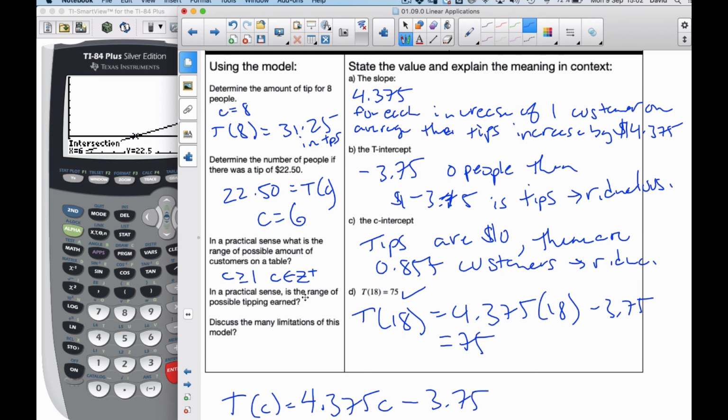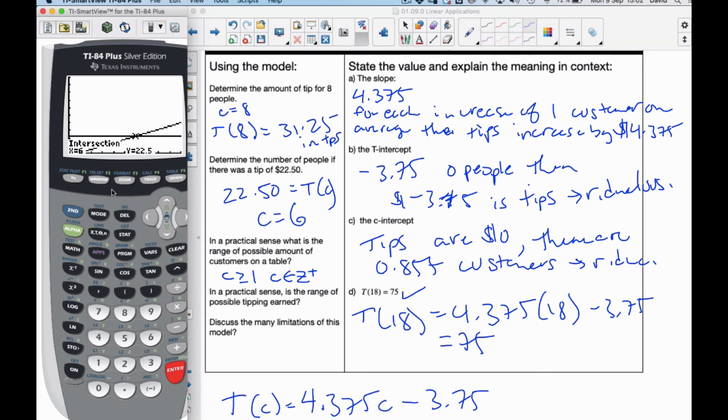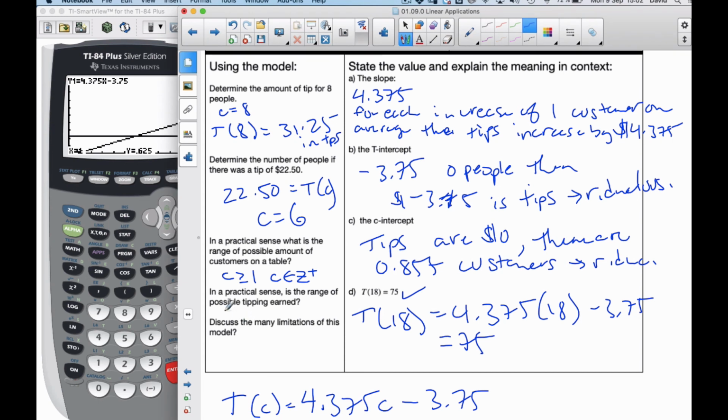The range for possible tips earned, well, I know if I had one customer, if I trace at 1, that means I've made 62.5 cents. Well, if there's one customer, I have 0.625 as my tip. But in a practical sense, I would say anything when t is bigger than or equal to 0. This is a practical sense. I can't have negative tips. I could only have 0 or bigger.